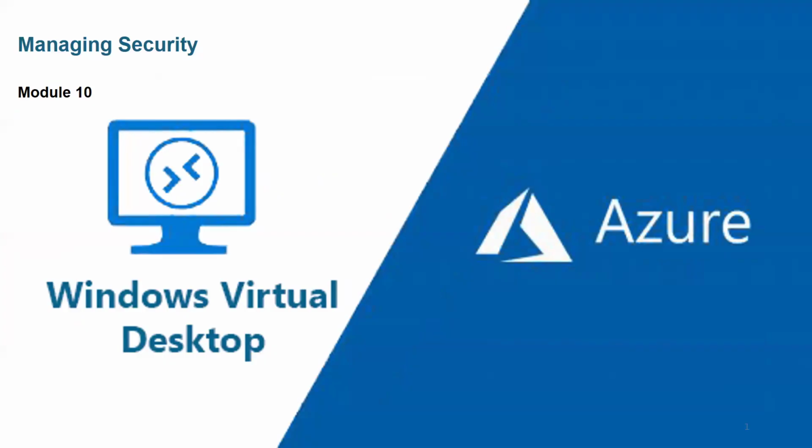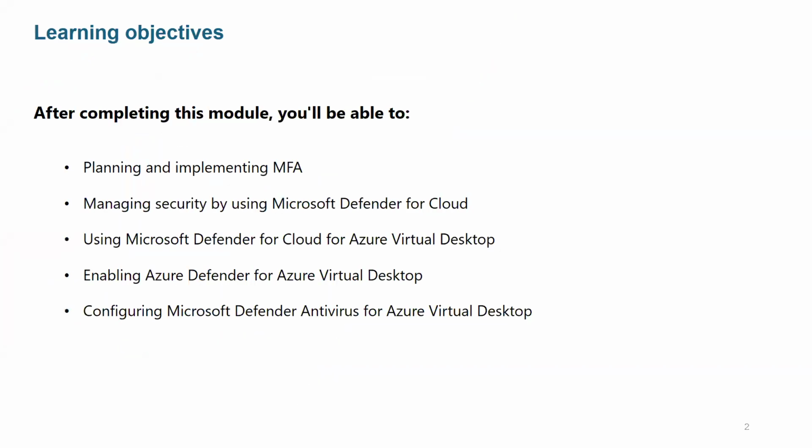Okay, managing security. So in this model, how to configure MFA, planning and implementing MFA? We do not configure MFA. The Cloud Ops team configures everything for us. We don't have access, right?